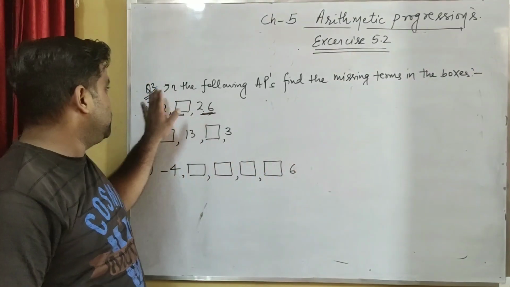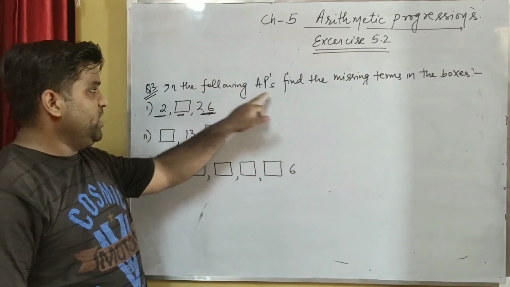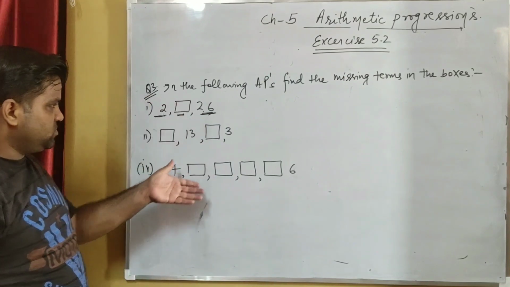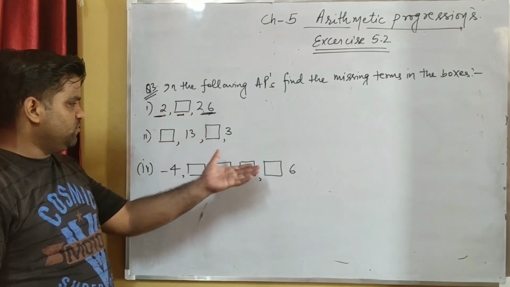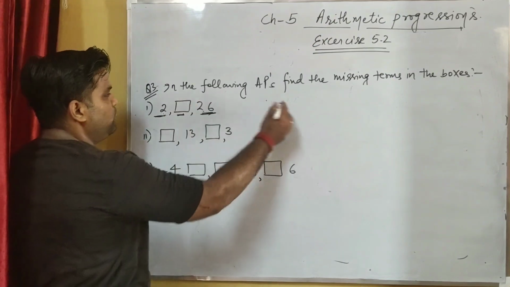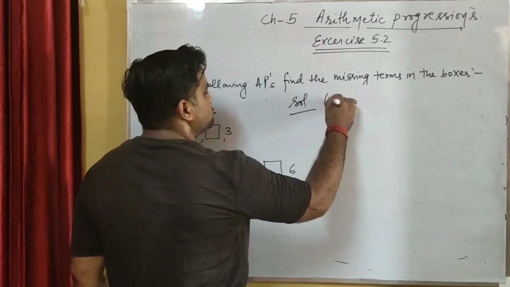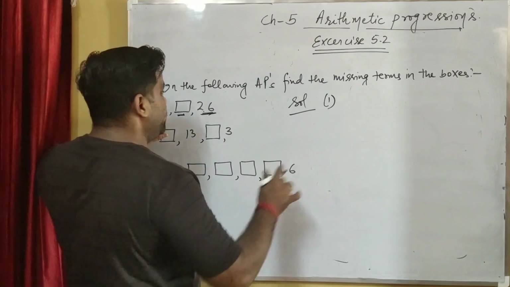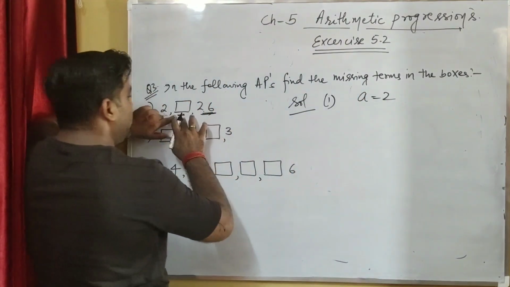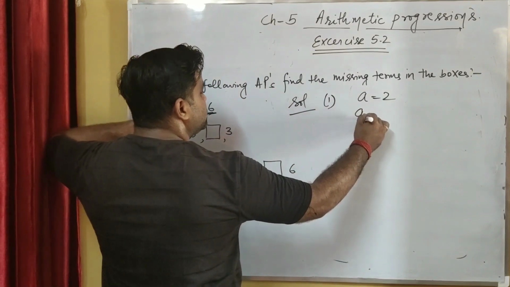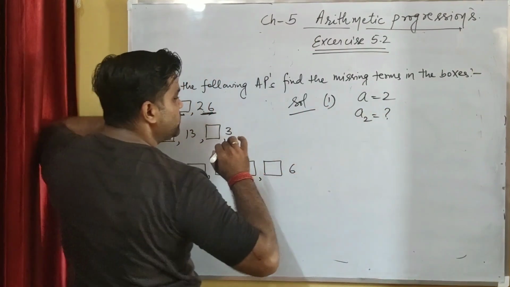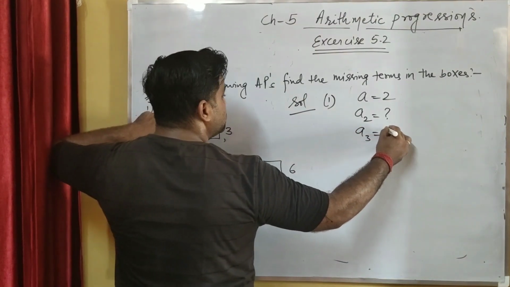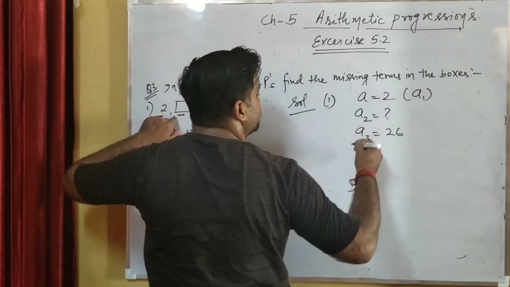Let us come to question number 3 of exercise 5.2. In the following APs, find the missing terms in the boxes. Here in the given questions, we have to find the values of these blank boxes. So let us come to the first part. Solution of first. Here it is the first term, the second term, and the third term of an AP. So we denote our first term as a equals 2. Here we have to find that box, which is the second term of an AP, which we don't know. And it is the third term of an AP. It is 26. We know that.